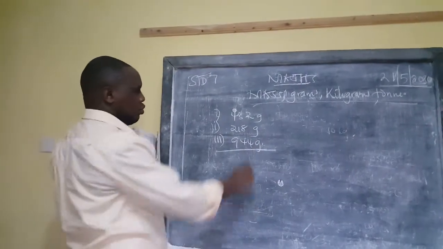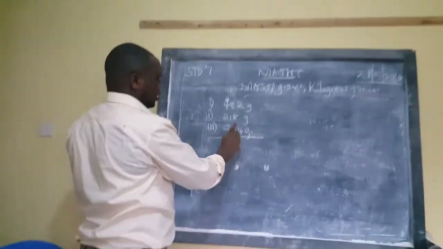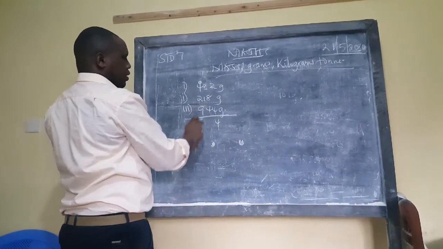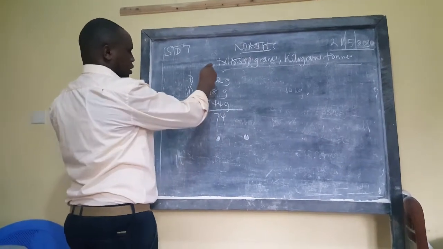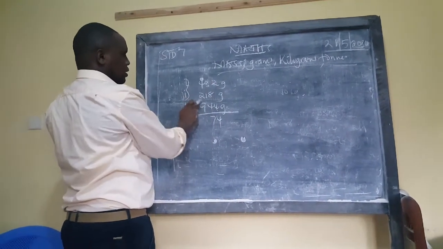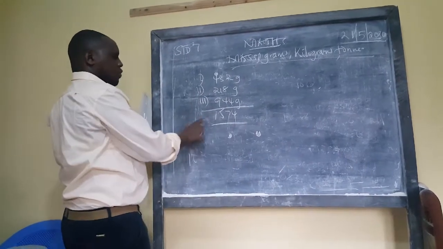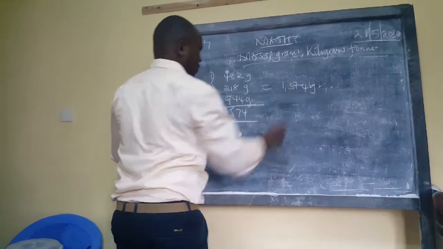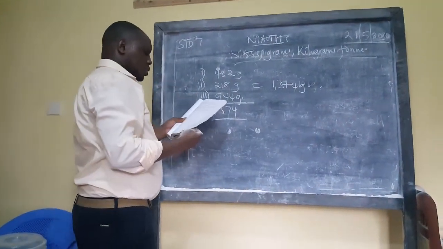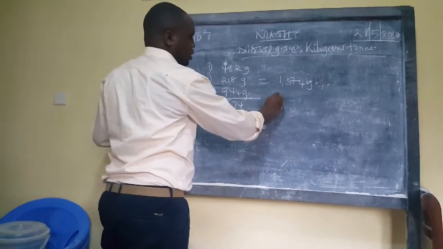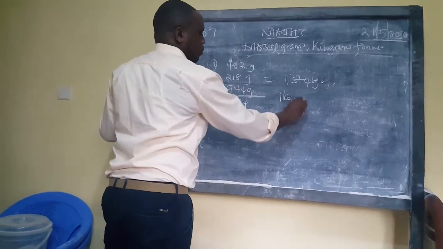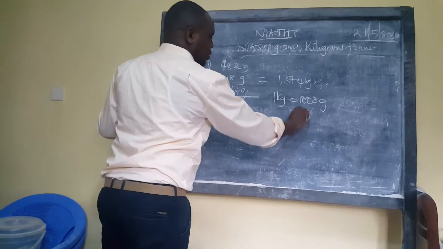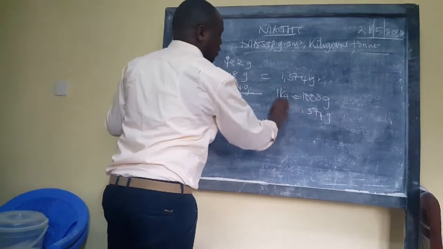You simply add this. You get 2 plus 8 plus 4, that is 14, carry 1. This is 3 plus 1, 4, 5, 7. This is 4 plus 6, 10, plus 5, 15. So the total mass of the 3 parcels is 1,574, and remember these are grams. So the question is, what is the total mass in kgs? You say 1 kg is equivalent to 1,000 grams. What about 1,574 grams? It is equivalent to how many kgs?